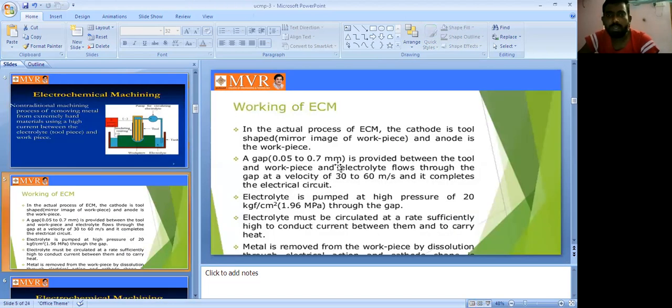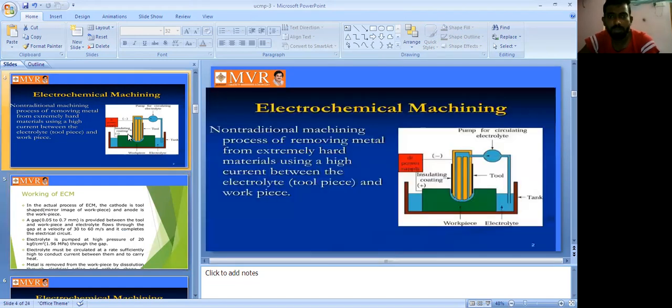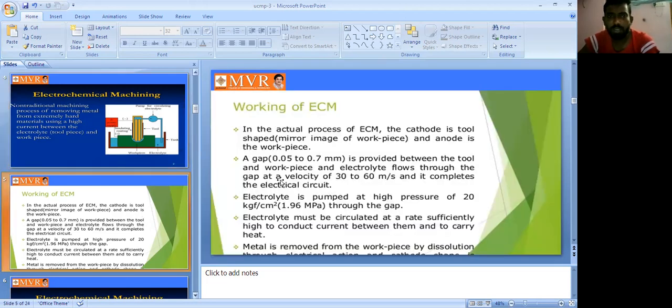Next, the working of ECM, the actual process. The cathode tool is shaped as a mirror image of the workpiece, and the anode is the workpiece. There is a gap between them: a gap of 0.05 to 0.7 mm is provided between the tool and the workpiece.